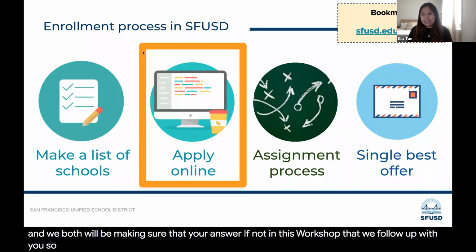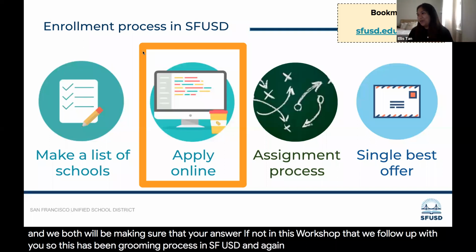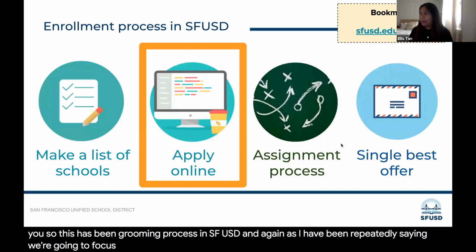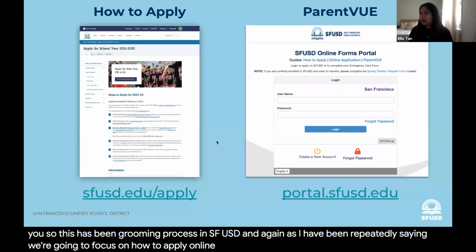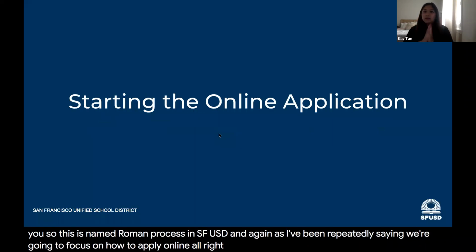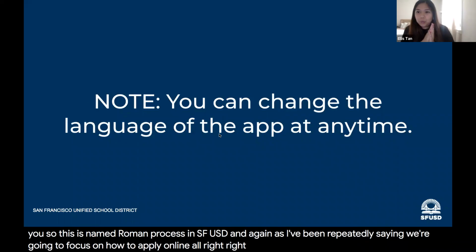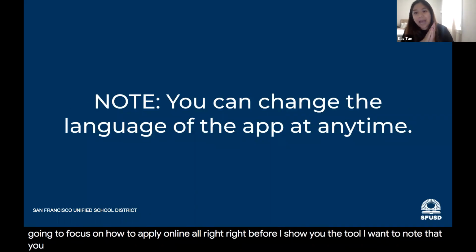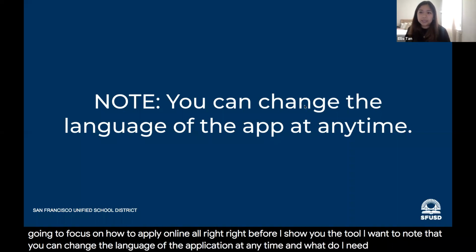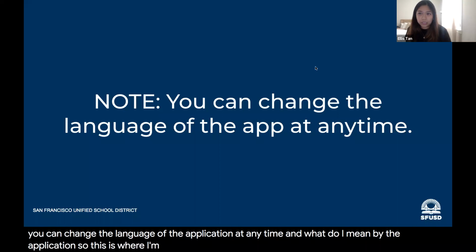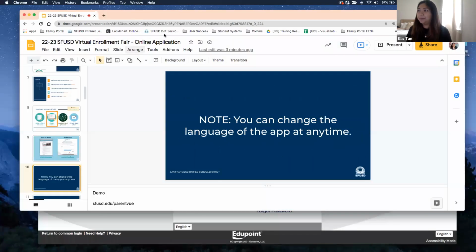So this is the enrollment process in SFUSD. And again, as I've been repeatedly saying, we're going to focus on how to apply online. All right. Before I show you the tool, I want to note that you can change the language of the application at any time. And what do I mean by the application? So this is where I'm going to start switching my screen so you can see.